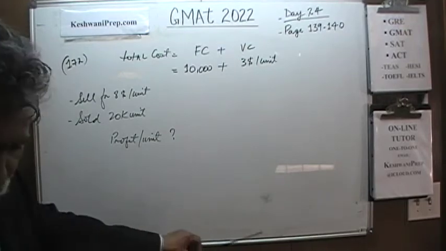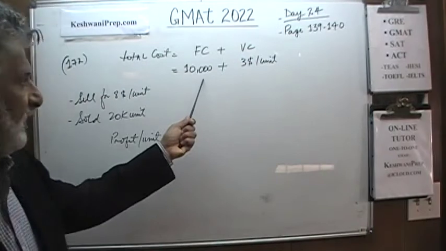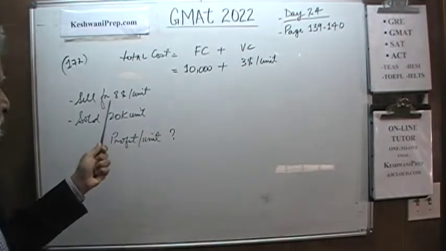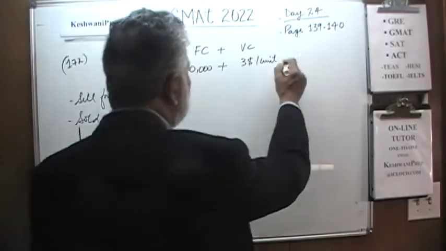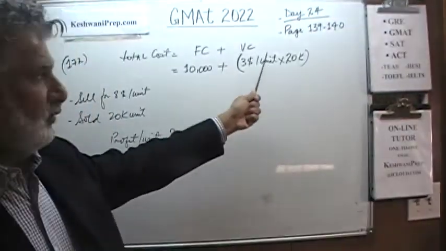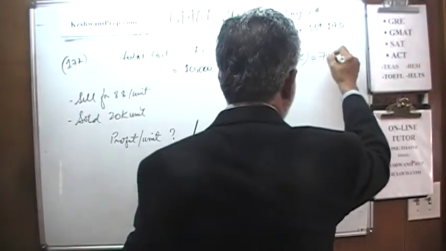In order for us to figure out the profit per unit, we have to first know the total cost of making the 20,000 units, and the total revenue that we generate from selling those 20,000 units. The total cost is right here. We have a fixed cost of $10,000 and a variable cost of $3 per unit. We are selling 20,000 units. So we have $60,000 of variable cost, $10,000 of fixed cost, a grand total of $70,000.